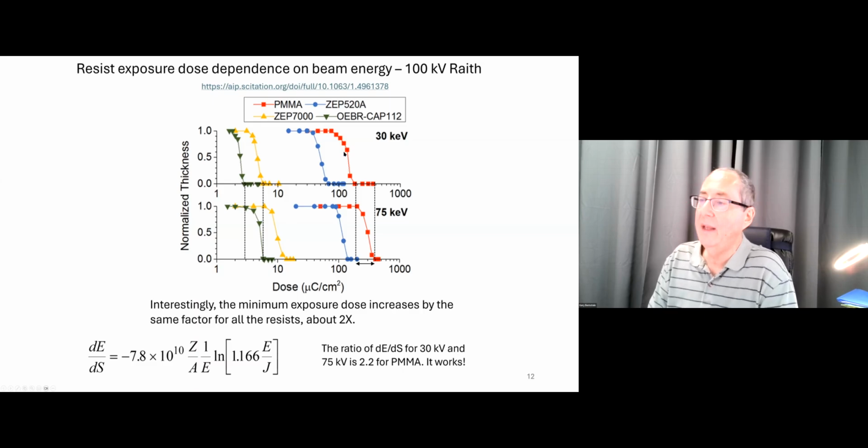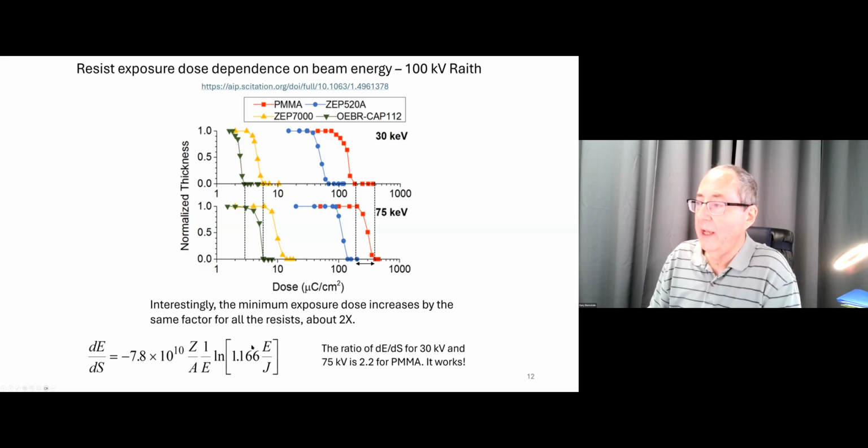What I want to point out in this plot is the beta equation, the continuously slowing down approximation, and how you can see it at work in this plot. This is the exposure dose for PMMA at 30 kilovolts. I don't know what the developer is. And this is the exposure dose at 75 kilovolts. And the difference between where it just starts to clear at 30 kilovolts and where it starts to clear at 75 kilovolts is about a factor of 2 in dose.